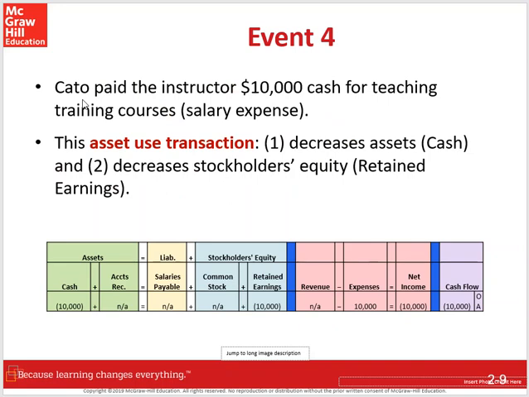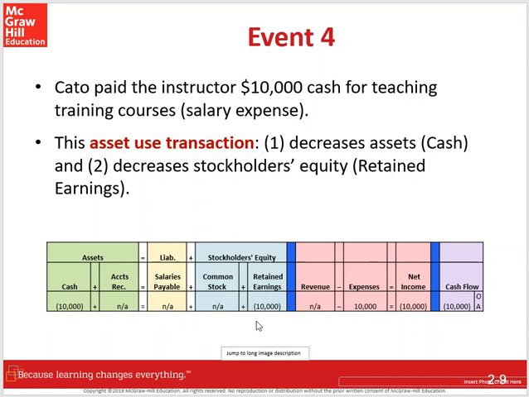All right, event 4. Cato paid the instructor $10,000 cash for teaching training courses. I'm hoping you read the chapter, but Cato Consultants teaches corporate training courses. So they've got to pay their instructor for teaching training courses. So they're just going to pay it and expense it at the same time. So this is neither an accrual nor a deferral. We're going to recognize the expense and realize it all at the same time, just like we did in all of chapter 1. So cash is going down by 10,000 and retained earnings is going down by 10,000.